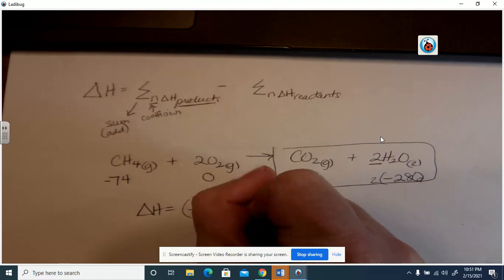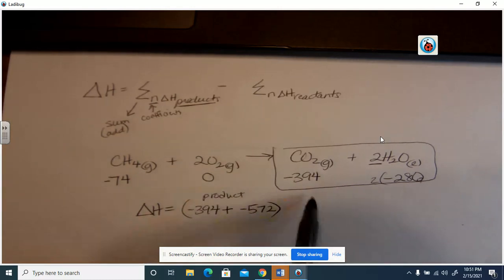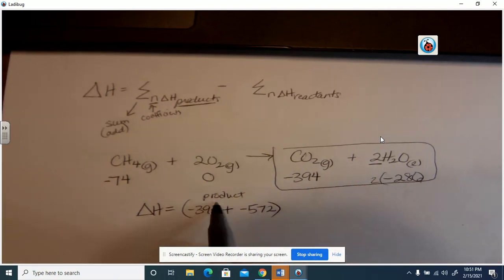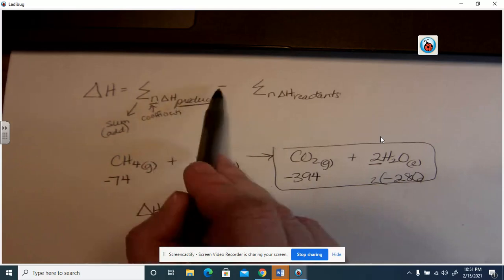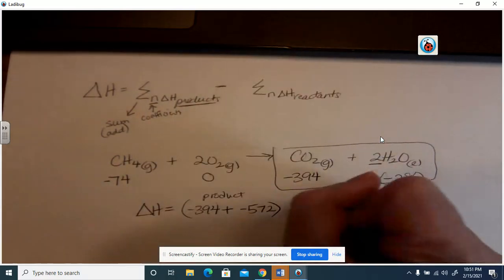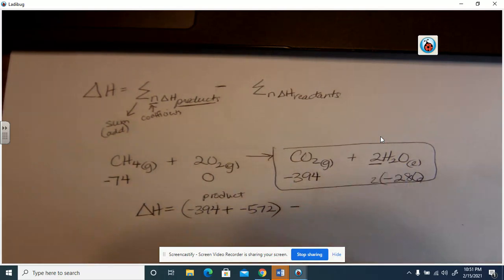So this is my product side. All I've done is take the enthalpies that came from the chart and plug them in, and I'm going to add them up. If you have a coefficient, you have to make sure to multiply by the coefficient. Now, for products, you take the sum of the products minus the sum of the reactants. So minus, I'm going to do my reactant side now.